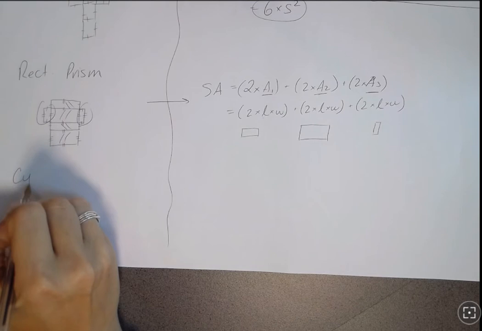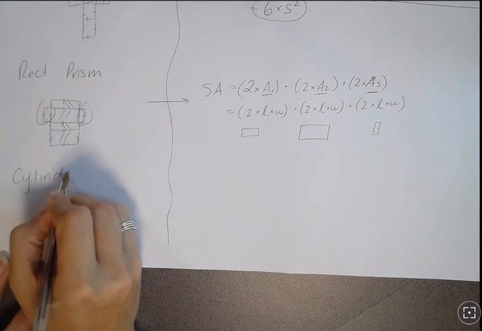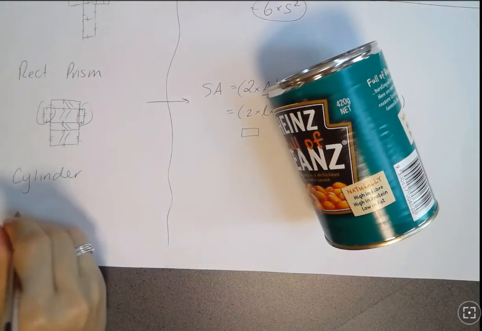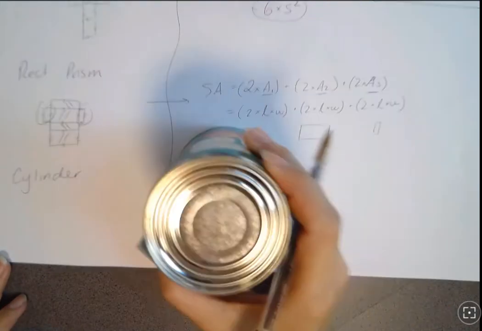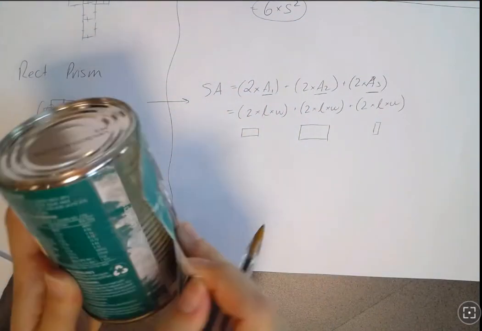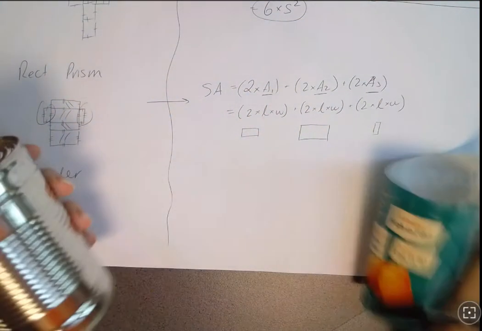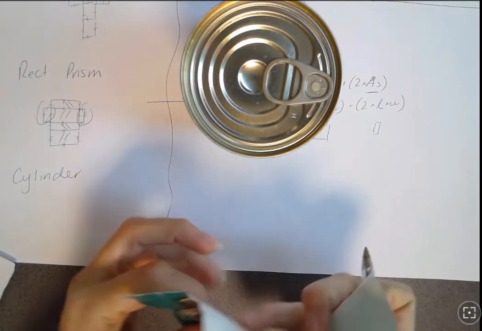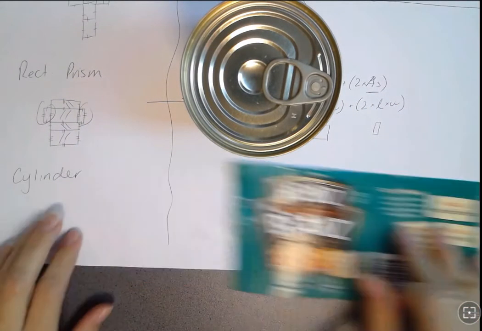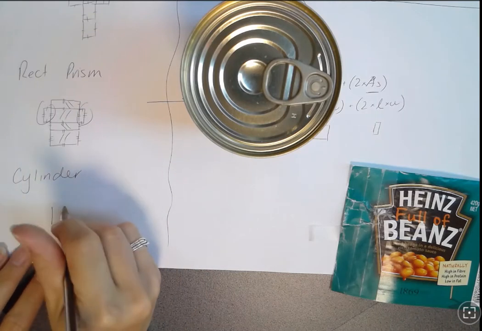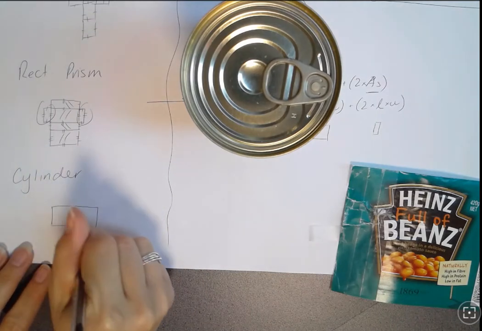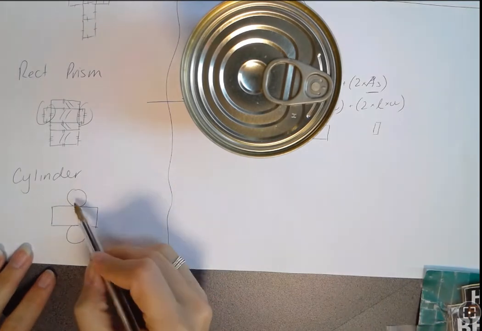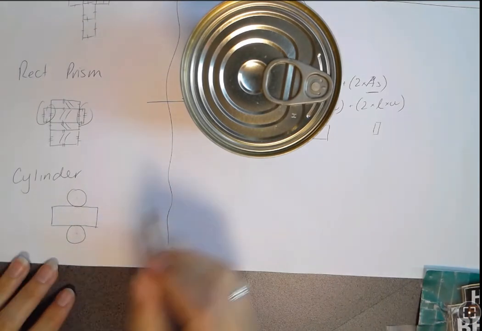And our final one that we looked at was a cylinder. So our baked bean tin here. We've gone from a 3D shape, remembering that we unrolled this label and what we saw was the 2 circles on the top and bottom, and then we had this quite large rectangle. So our 2D net looks like this. So what we're really trying to do is find the area of 2 circles and a rectangle.